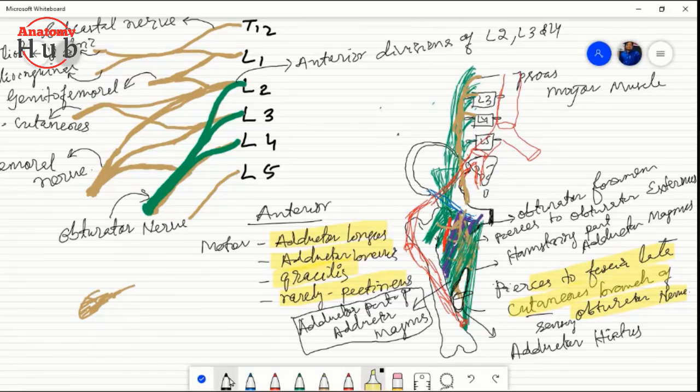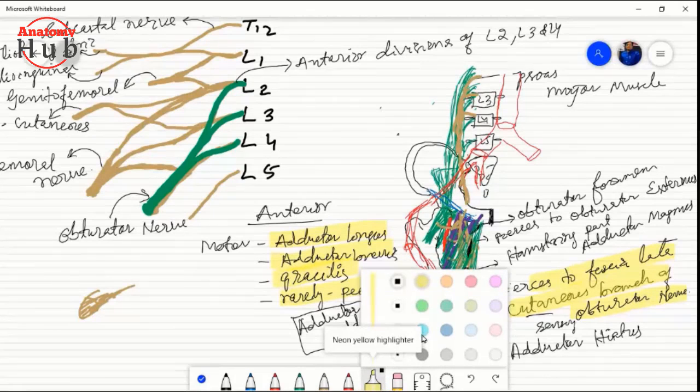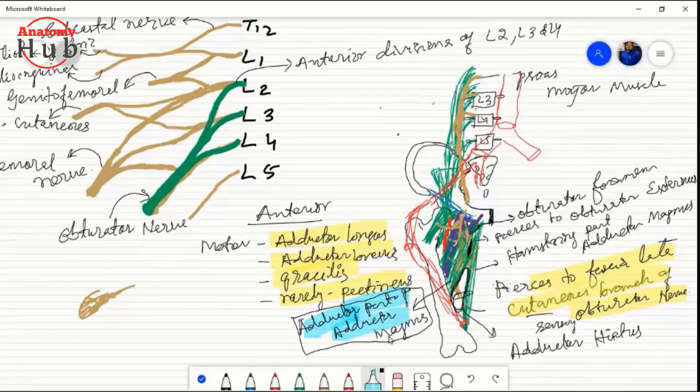But the posterior division just lies above the hamstring muscle. First it pierces the obturator externus muscle, then it reaches the adductor magnus muscle anteriorly. Then it descends downward, and here it gives a branch to the adductor magnus muscle. That's why the adductor part of the adductor magnus is innervated by the obturator nerve.